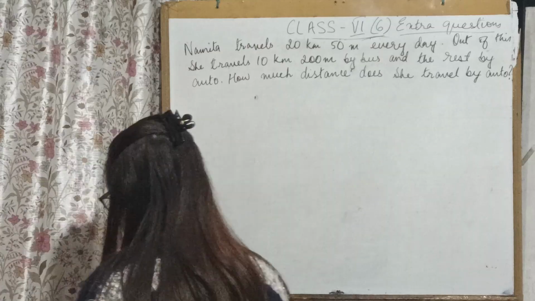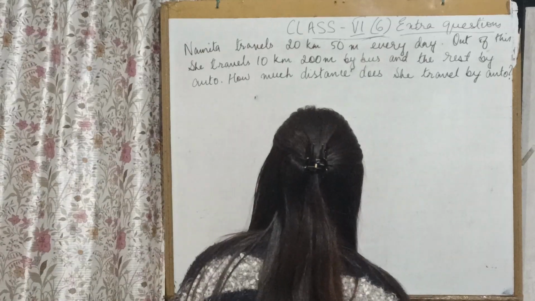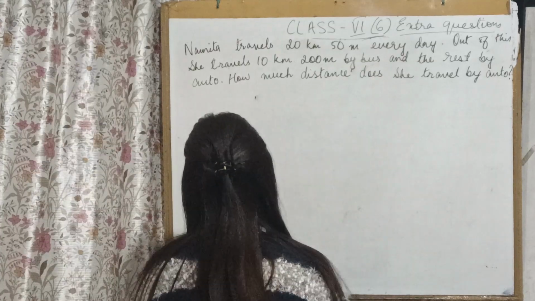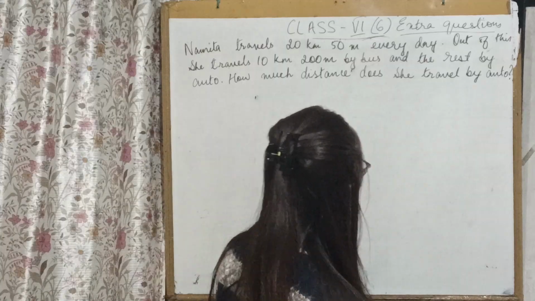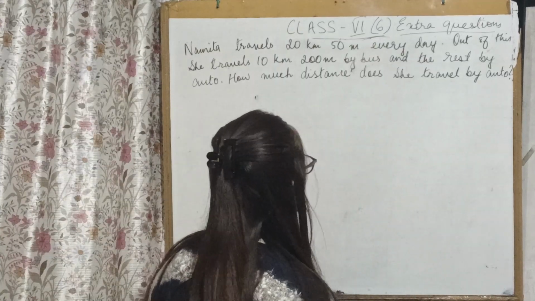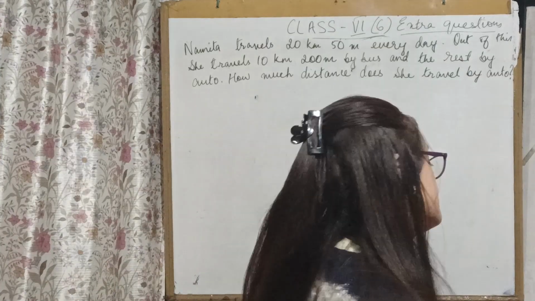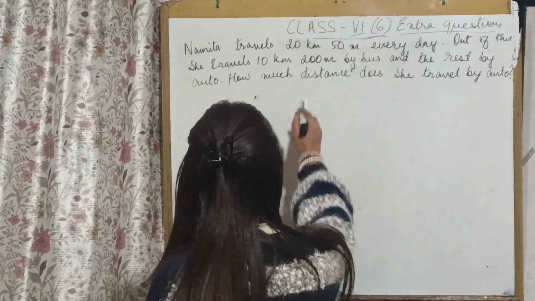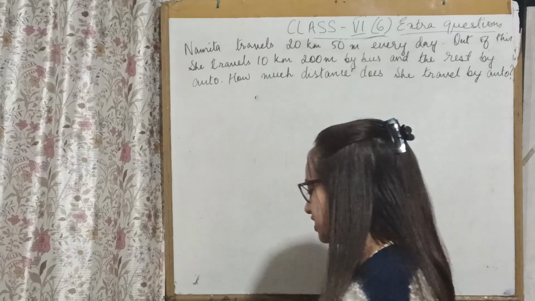Class 6 ka hi chal raha hai. So the next question is: Namita travels 20 kilometer 50 meter every day. Out of this she travels 10 kilometer 200 meter by bus and the rest by auto. How much distance does she travel by auto? So simple, we have to subtract, but there is a but. This is in kilometer and this is in meter. We have to make a change here.